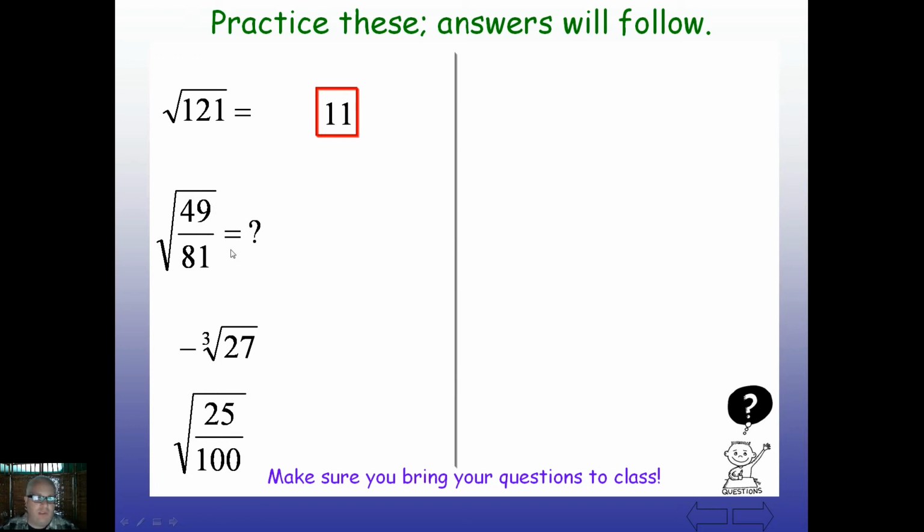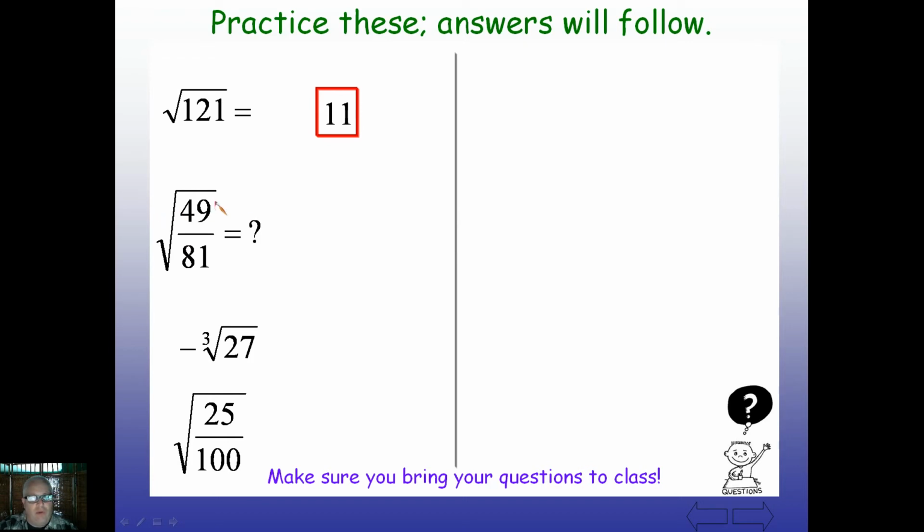The reason I say principal, you'll find out later that we're going to be looking at multiple answers for these square roots, but we'll see that in Chapter 11, way ahead in May or maybe early June as we finish up our year together. So 49 over 81, what was our thing we learned about this?